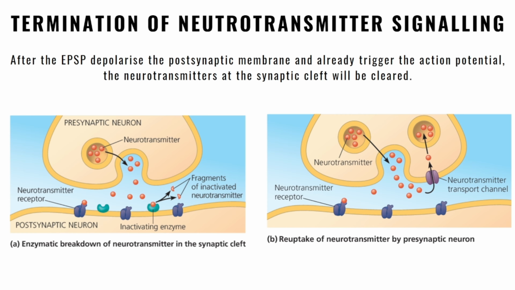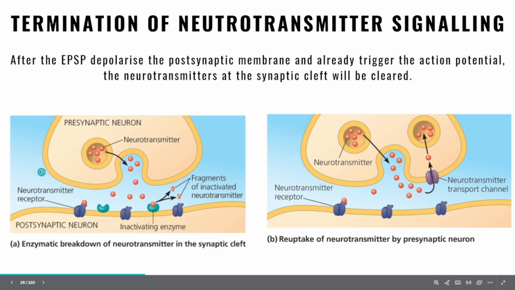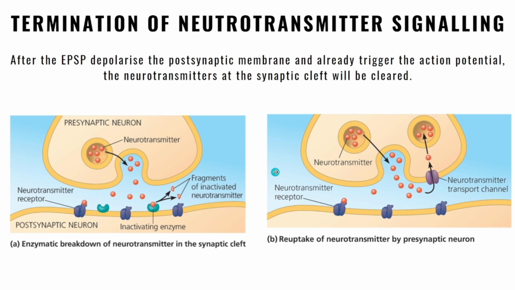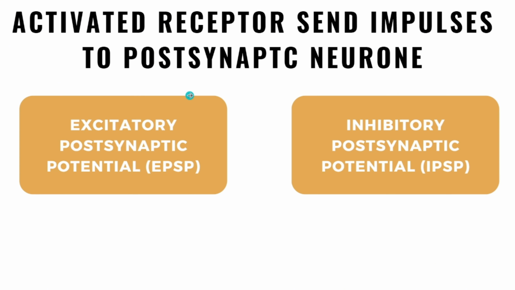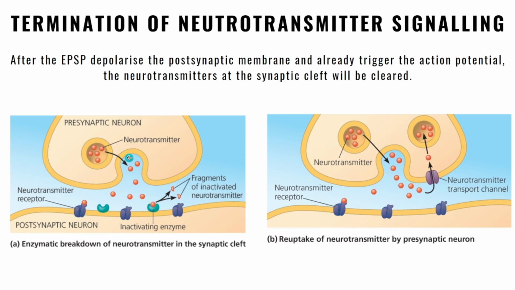Okay, so termination of the neurotransmitter signaling. This is based on the reference book to let you see what is happening. What is happening when the neurotransmitter is released, it binds to the receptor, and then what happens next?